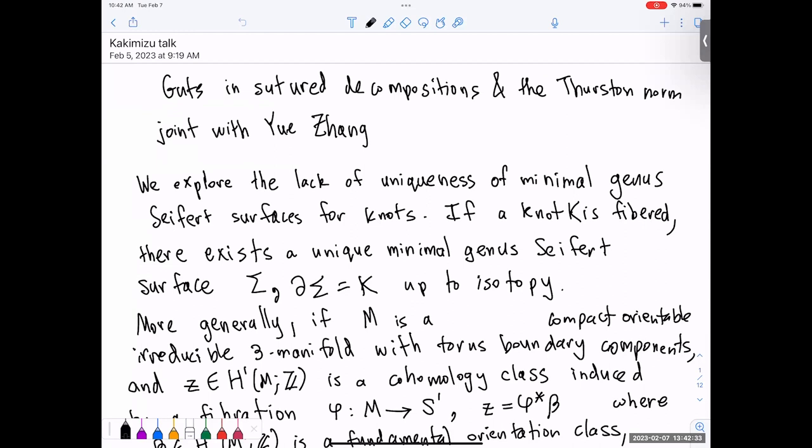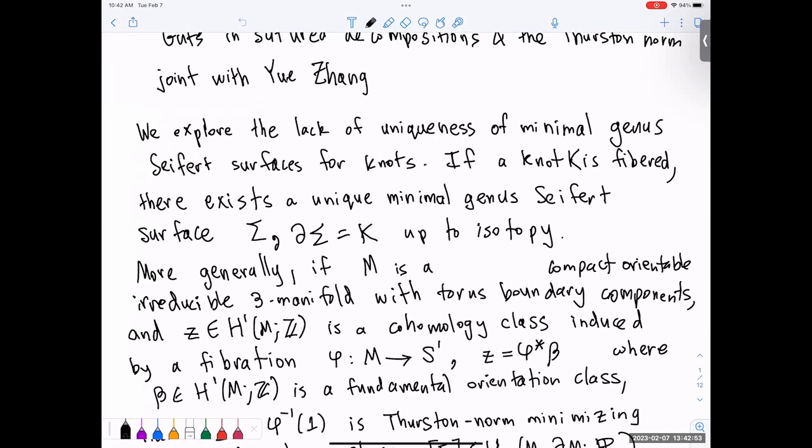Right, so this talk is about some joint work with Yue Zhang, who's speaking next, and is part of the first chapter of his thesis from a couple years ago. So the goal is to study the lack of uniqueness in minimal genus Seifert surfaces for knots, but more generally we would work in the context of Thurston norm three-manifolds, but I thought I'd start out talking about the knot case and then move to greater generality.